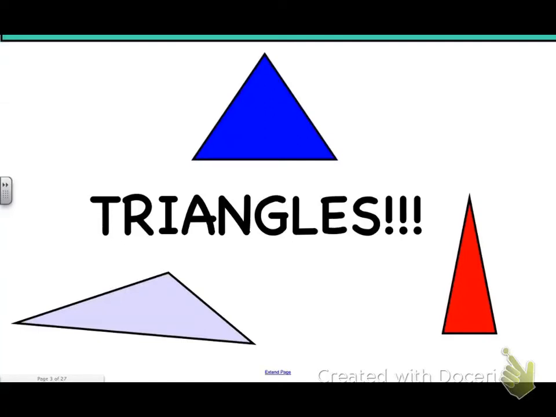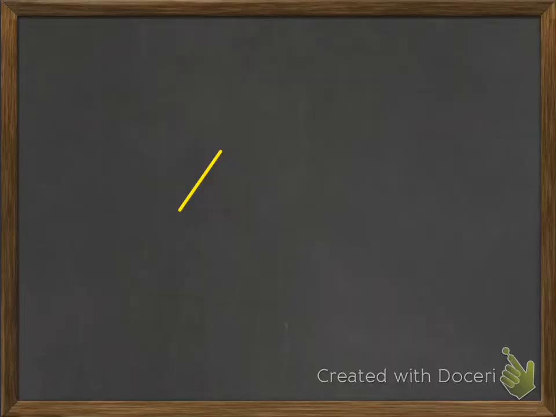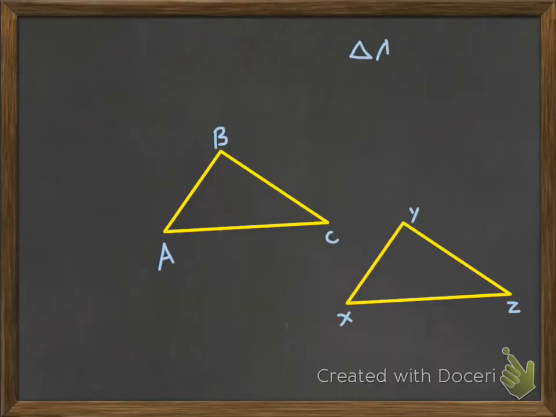So in this video we're going to talk about triangles, and specifically we're going to talk about triangle congruence theorems, or as we called them in class, the shortcuts. So let's take a look at these two congruent triangles. We have triangle ABC is congruent to triangle XYZ.